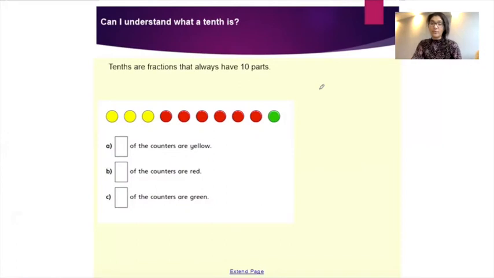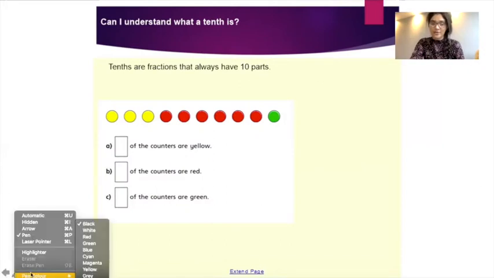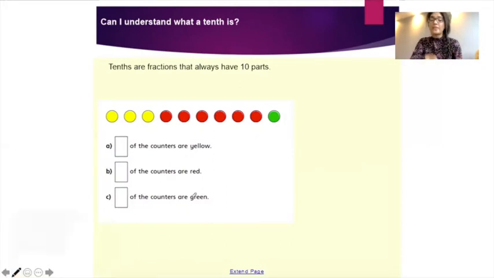So for example, for this question here, we have 3 parts to this question. As you can see, we have yellow counters, red counters, and green counters. So just to help us, I'm going to first count how many counters we have all together. 1, 2, 3, 4, 5, 6, 7, 8, 9, 10. So all together, 10 counters. Now, how many of the counters are yellow? So look at the yellow counters. 1, 2, 3.